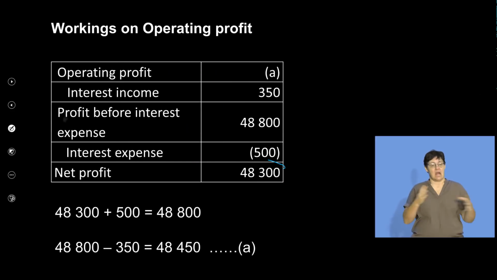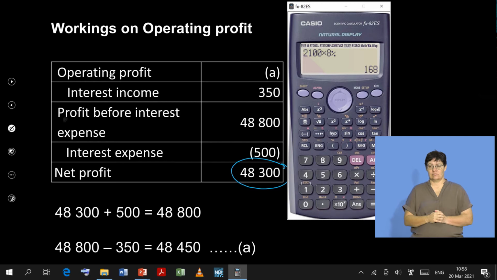You start off with your 48,300, right? So we have our 48,300. Because we are working backwards, I will now add the 500, because remember, if you're looking at this, when you're working downwards, you're subtracting your interest expense. Now, you will add because you're working backwards. Your unknown figure is your operating profit, okay? That will then give you 48,800. As you can see, it appears on your answer sheet.